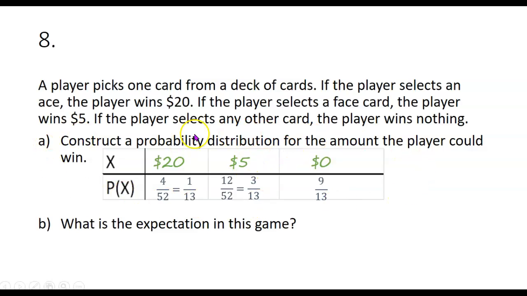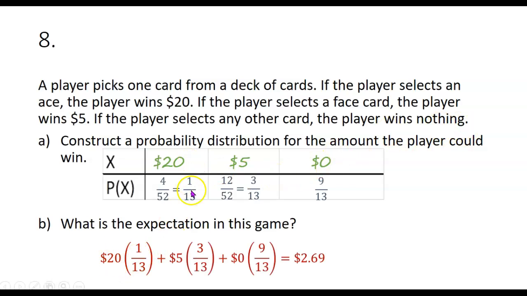Now that we've got our probability distribution all set up, we can use it to answer this question. What is the expectation or expected value for this game? So that's where we take each amount we could win times the probability that goes with it and add those together. So we would take $20 times 1/13 plus $5 times 3/13 plus $0 times 9/13 equals 2.69.